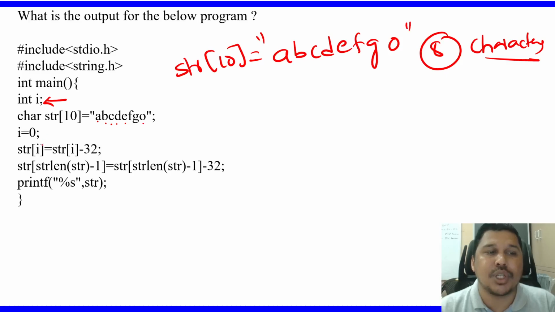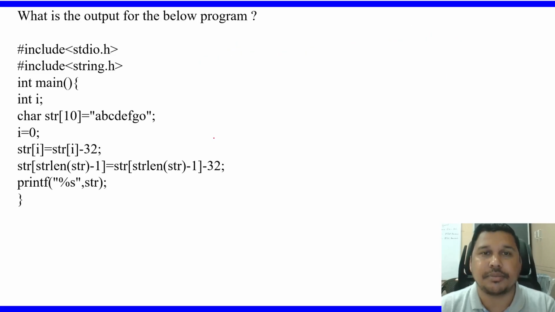Now i equal to 0, str[i] equal to str[i] minus 32, str[i] equal to str[i] minus 32. Then there is some operation on this. Try to guess. Again, it's easy. If you know the basics of strings, you can attempt this. Just give an attempt and then go through my explanation. Please pause the video and try to guess the answer. I am printing the string back, then you go through the explanation.